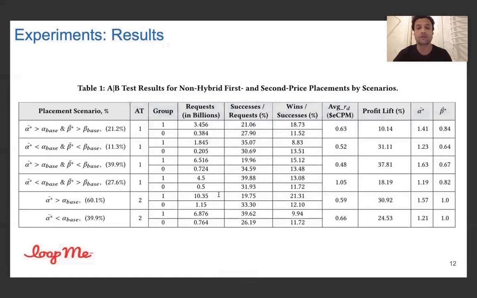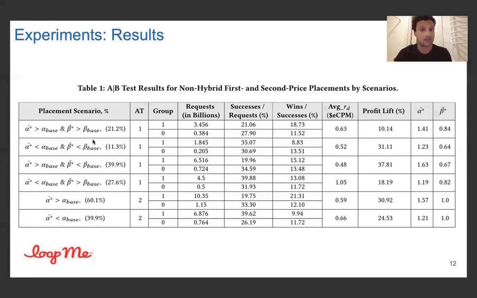Table 1 displays the results for the non-hybrid placements. Alpha star bar and beta star bar are the averages of all the overlay values of alpha star and beta star which were used in the exploitation group. Let us look at the first scenario. Clearly, the higher the reserve price, the lower the probability that the upstream auction will clear. Hence, we observe a lower success rate in the test group. However, the higher reserve price forces the bidders to bid above it, which when passed through a higher bid due to higher beta, increases the number of wins per success.